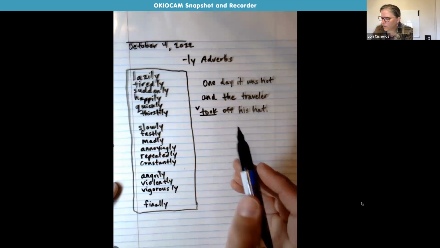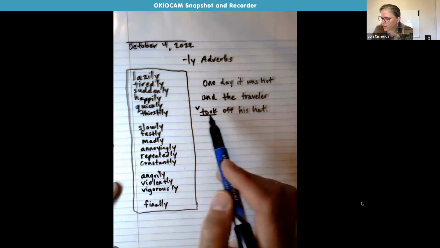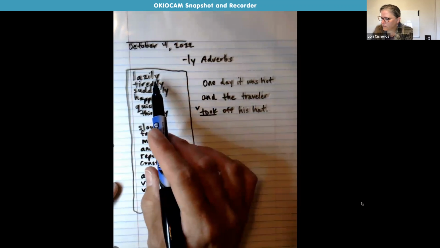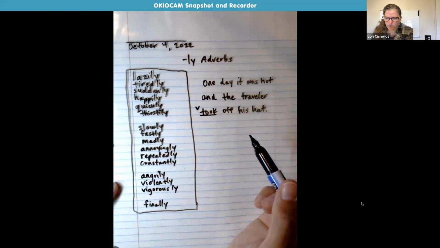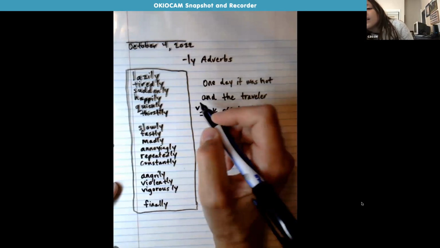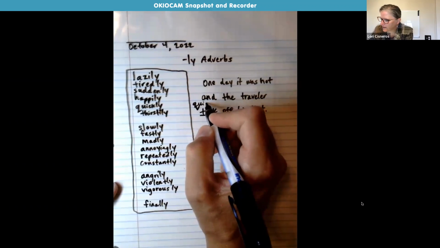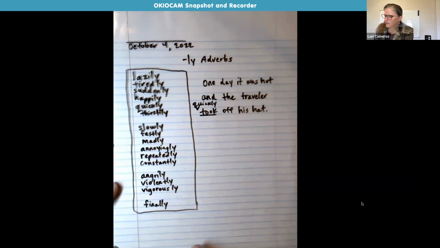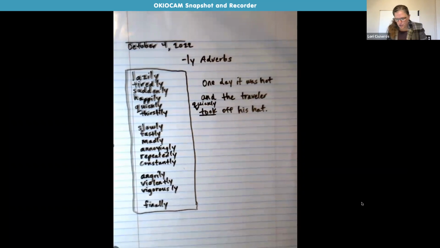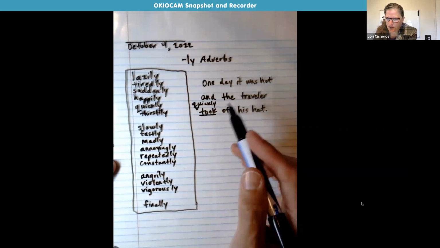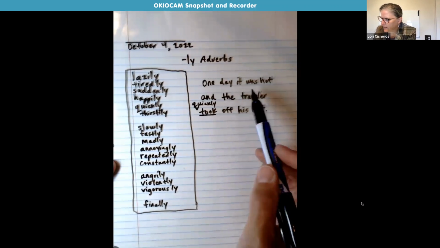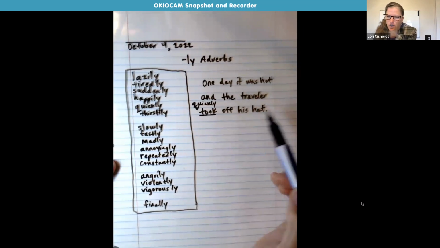Do you see how we can actually use these words to put in her sentence for her? So Cassie, what word do you think would fit here from the top? Which one of these ly words would fit before took? Quickly. Okay, good. So let's write quickly. And remember, when you did your paper for homework, you double spaced, so you have space to add these words. We're just practicing with a sentence here. These are just examples, okay? One day it was hot, and the traveler quickly took off his hat.